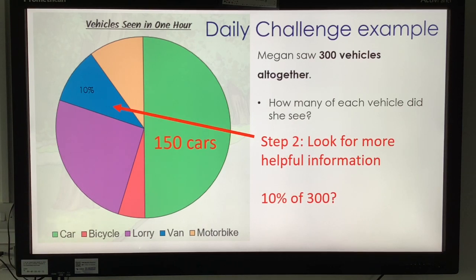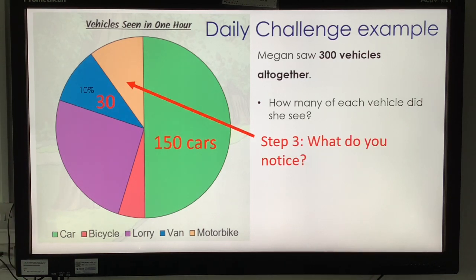The second step is to look for more helpful information. So the next piece of information is our 10%. Now I'd like to have a think. Can you work out what 10% of 300 is? So hopefully you've had a go. So 10% of 300, you need to divide 300 by 10. So 10% gives us 30.